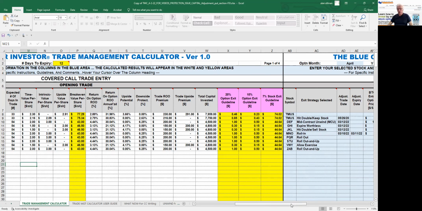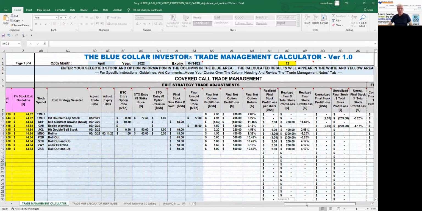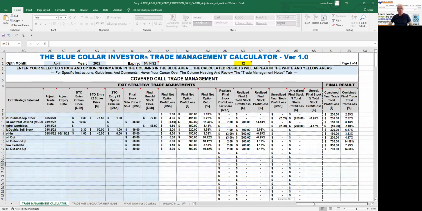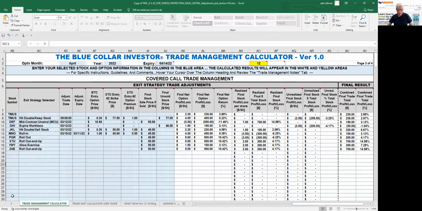Okay, that is section 2, ladies and gentlemen. So we're going to move over now to section 3. Okay, now if you recall, the ticker symbol is carried over automatically. So we're going to use an exit strategy. So we highlight the cell, click the drop down, and we select, let's roll down and sell the stock. Okay, so the adjustment date, let's use the same date, 5/26.